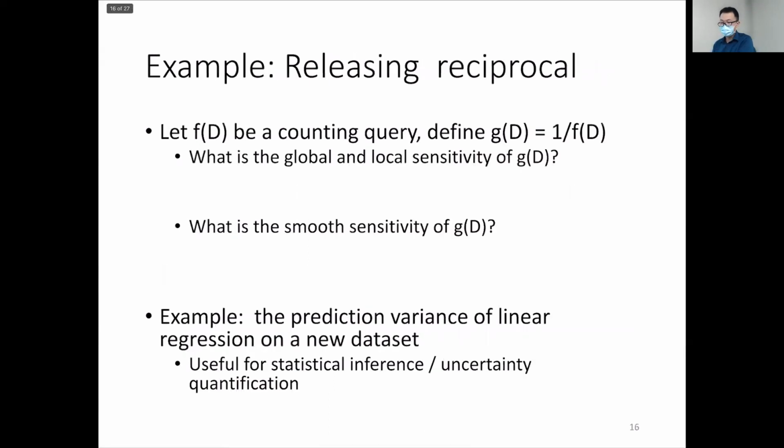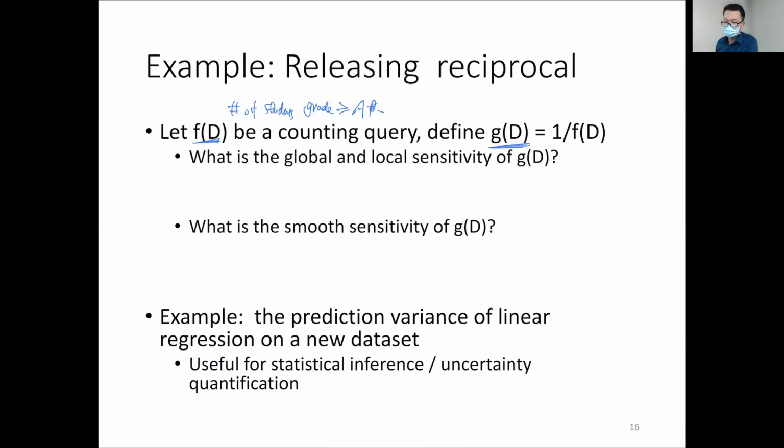So I'll give an example of when even smooth sensitivity doesn't actually exist, but we can still hope to do something good there. Let's say that f of d is a counting query, calculating the number of students with grade larger than A minus. And then we can also define an artificial query, which is just the reciprocal of this. So g of d is 1 over f of d.